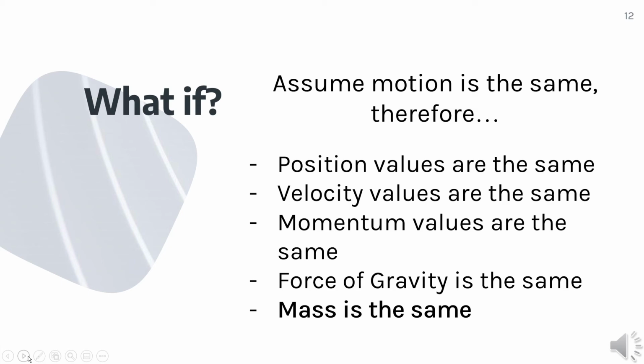What if we were to remove our original black hole and replace it with another black hole, yet the motion of our star remained the same? Would we be able to determine the mass of the new black hole? Yes, actually, we would. Since the motion is the same, values like position, velocity, momentum, and gravitational force would all be the same. In turn, we know that the mass of this new black hole is the same as the original mass.